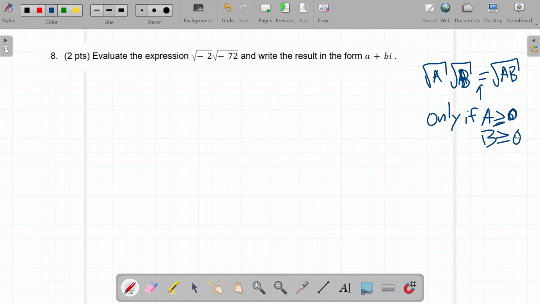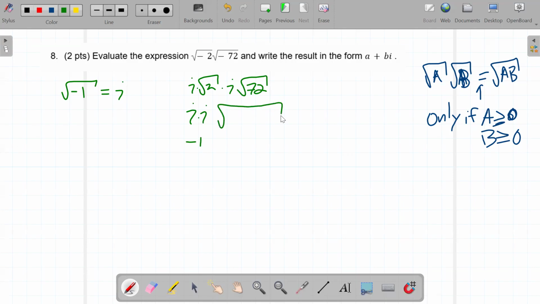Okay, so knowing that, I have to use the fact that the square root of -1 is i. So I can rewrite the square root of -2 as i times the square root of 2, and the square root of -72 as i times the square root of 72. From there, I can multiply in any order I want, so I can rewrite that as i times i, and you should remember that i times i is -1.